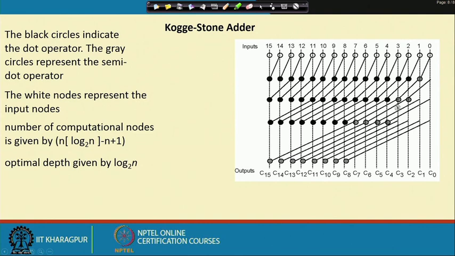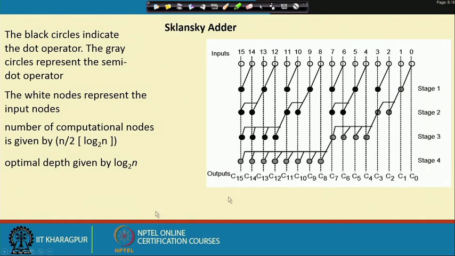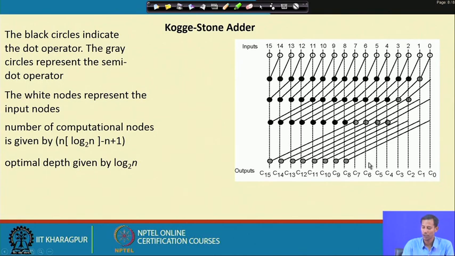Whenever they overlap with each other, we are increasing the number of computational nodes. Though, if I consider the previous case, the optimal depth remains the same. The number of these black dots and gray dots increases in this Kogge-Stone adder. Here the number of computational nodes is n log2 n minus n plus 1.